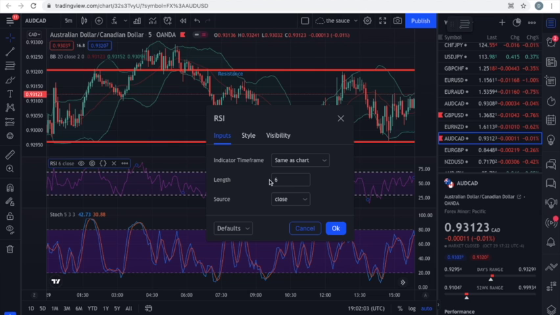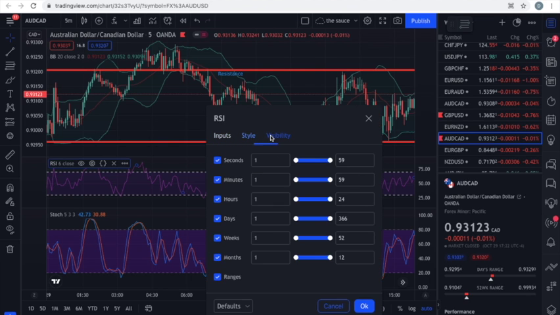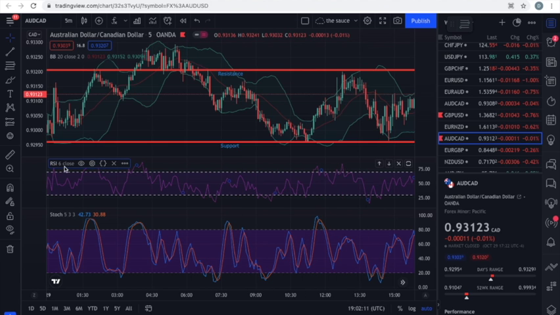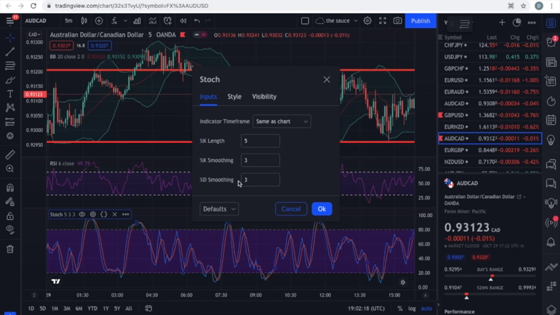I use the length 6 because it's quicker. Style, I like to use thin lines. I rotate these whenever I feel like, but it's always 6 for the stochastic. Now the settings are 5, 3, and 3. 5, 3, and 3 is a very quick setting because of the time frame that I'm using. All right, so those are my settings.